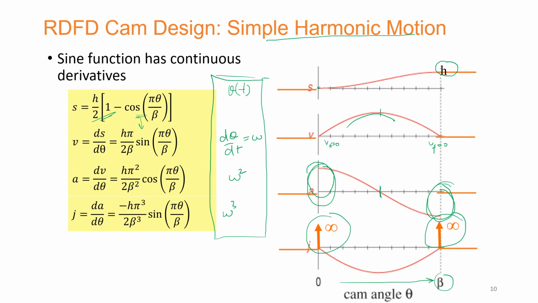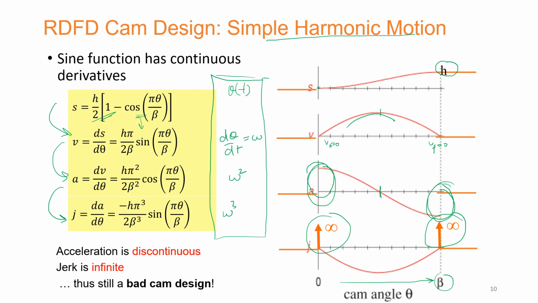So in this realization, we have started from the expression for S, and we have moved all the way to velocity and then acceleration and then the jerk. We have seen that the simple harmonic motion as exhibited by the sinusoids is not serving the purpose, because acceleration is discontinuous and jerk is infinite at a few places. So as a result of that, we can say that it is still a bad cam design.